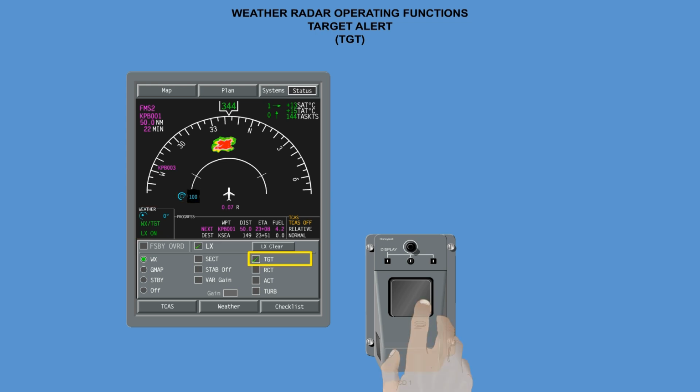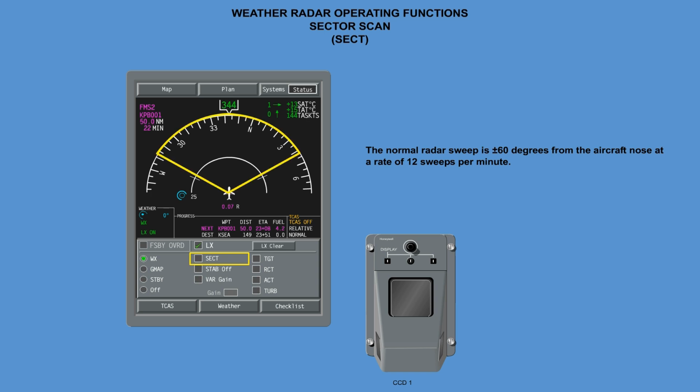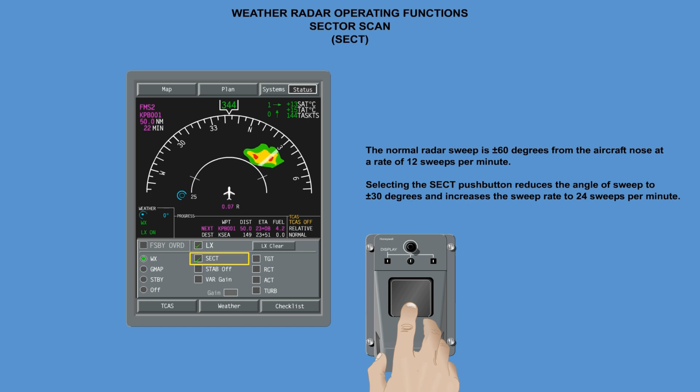Selecting target alert forces the system to preset gain and turns off variable gain mode. The normal radar sweep is plus or minus 60 degrees from the aircraft nose at a rate of 12 sweeps per minute. Selecting the Sect push button reduces the angle of sweep to plus or minus 30 degrees and increases the sweep rate to 24 sweeps per minute.